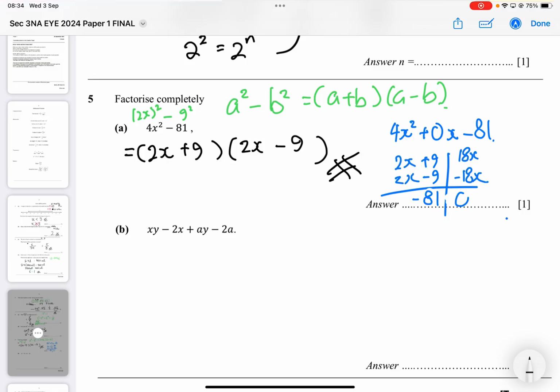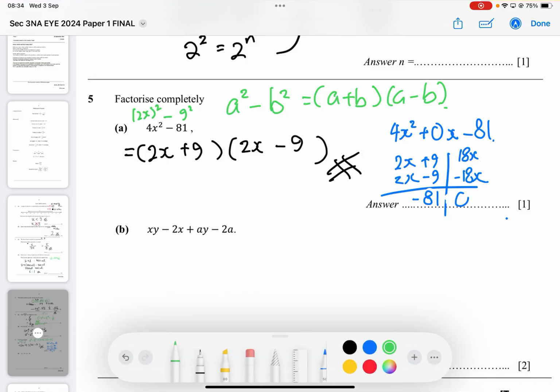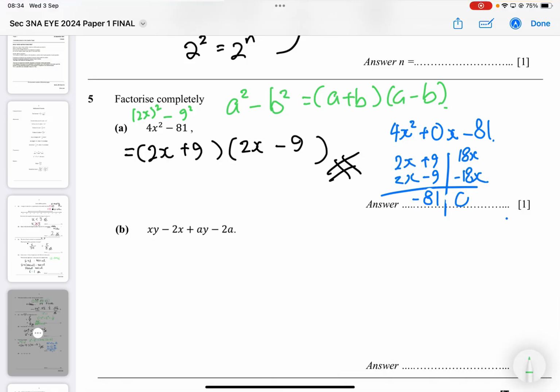Then we want to factorize. For factorizing, the very first step is always to check whether there is a common factor in all my terms. Terms are separated by plus and minus. So I have one term xy, I have minus 2x, I have plus ay, I have minus 2a. So I have 4 terms to start with.